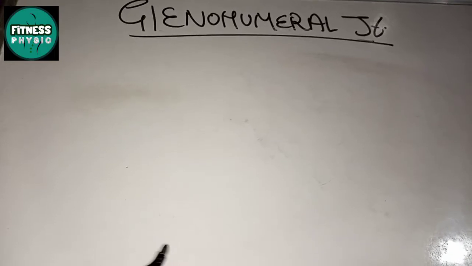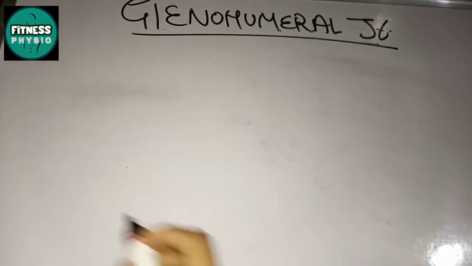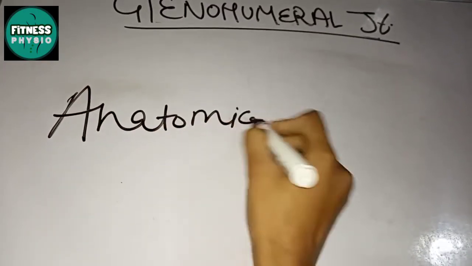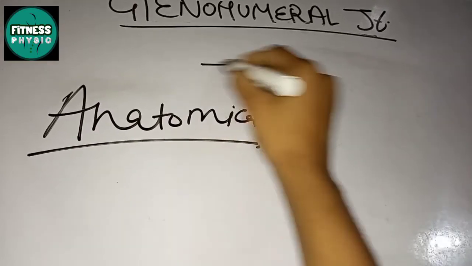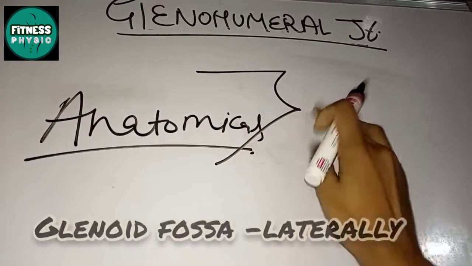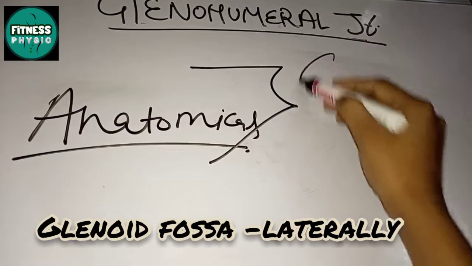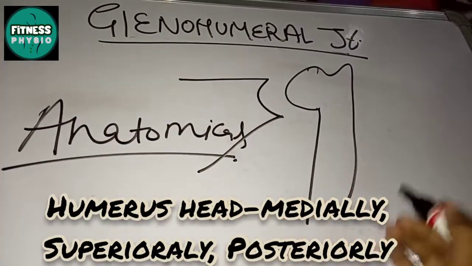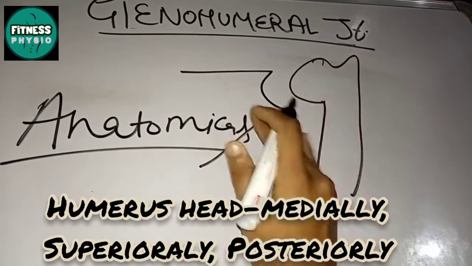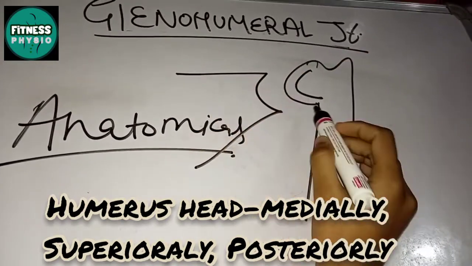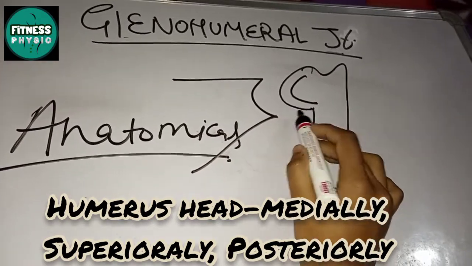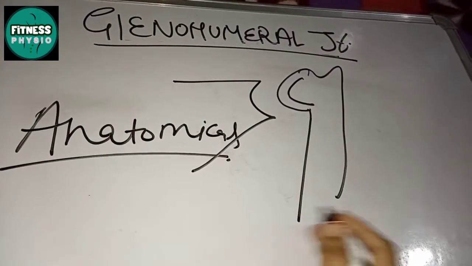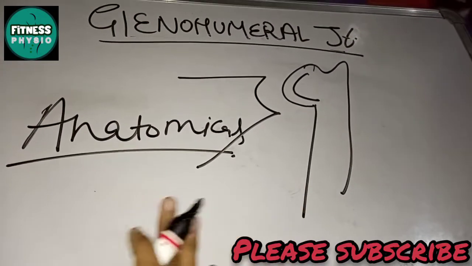Now next we will be discussing the anatomical position of the bone. If you see, the glenoid fossa is oriented laterally, and what will be the position of the head of your humerus? It is oriented superiorly, medially. This is the medial side. It is oriented superiorly, medially and a little bit posteriorly. This is the anatomical position or orientation of the bones of the glenohumeral joint.